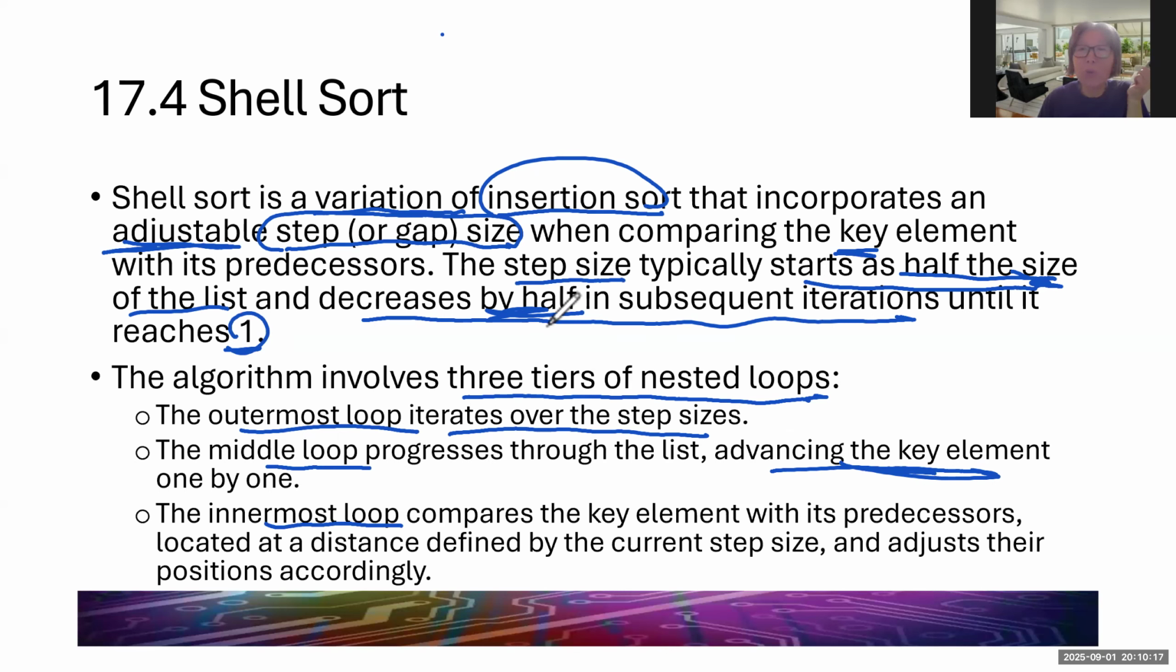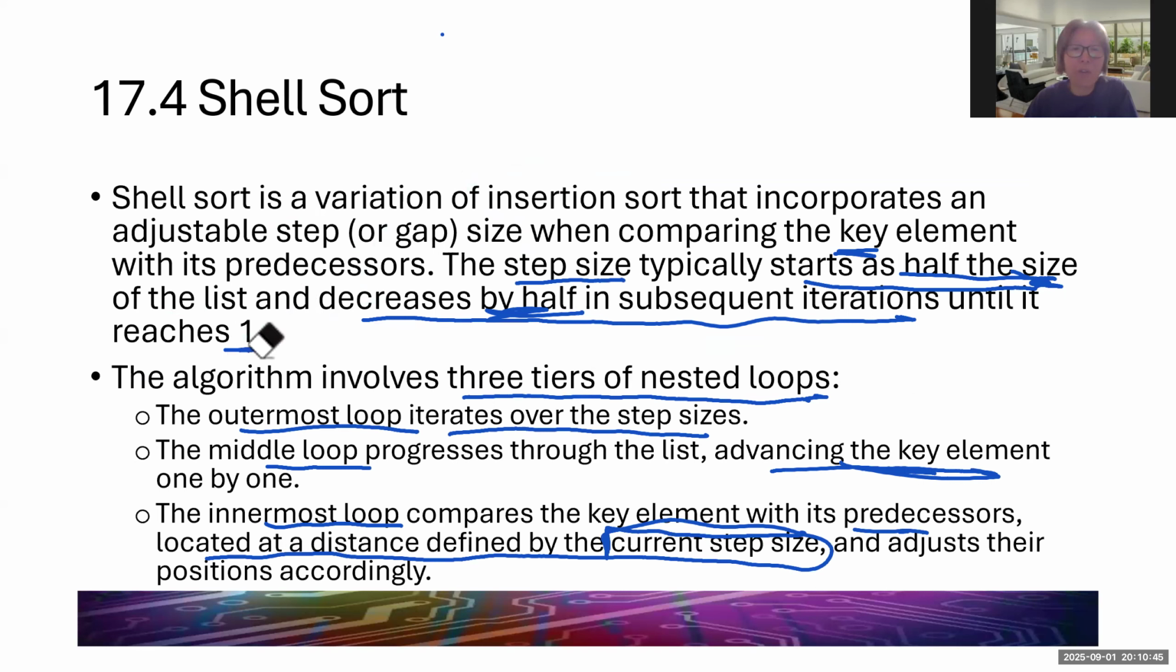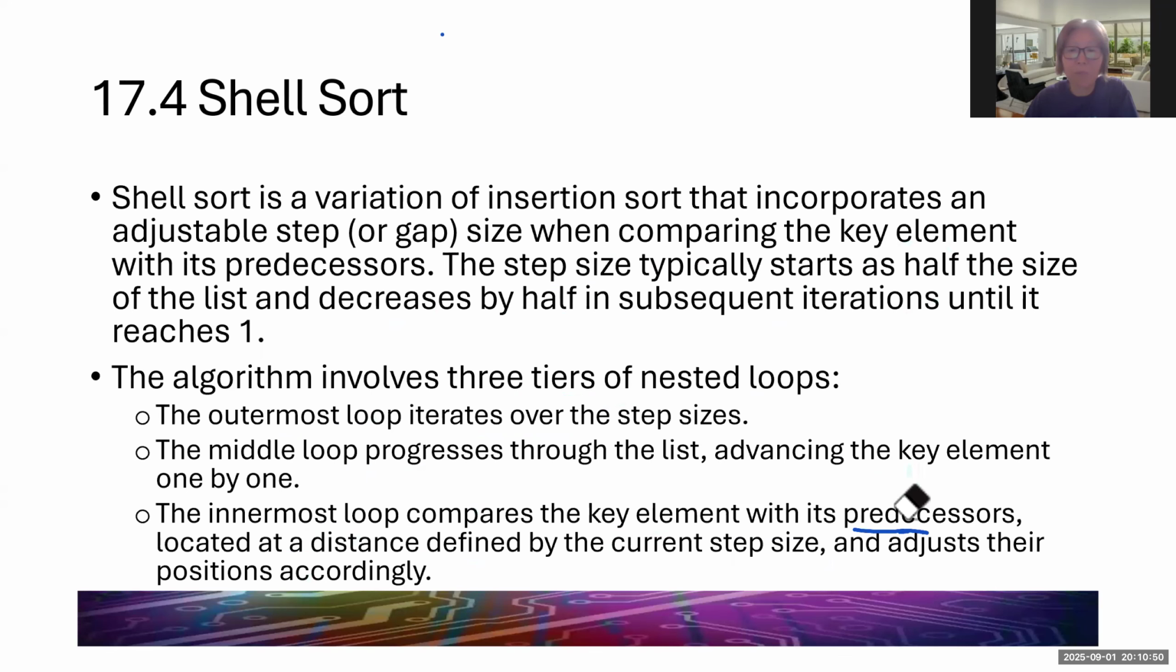But when you compare with the predecessor, it's located at a distance defined by the current step size. So the predecessor is the current step size away, and then you adjust the position accordingly. So that's the general idea about shell sort. Let's take a look at an example.